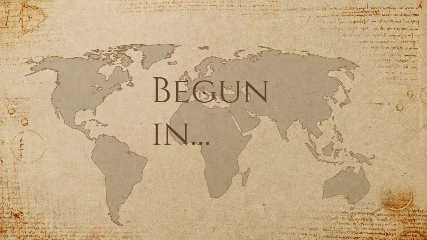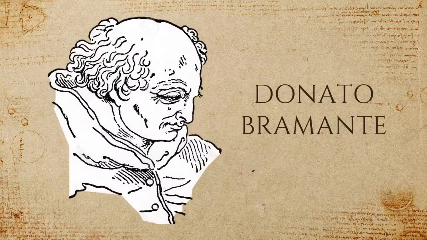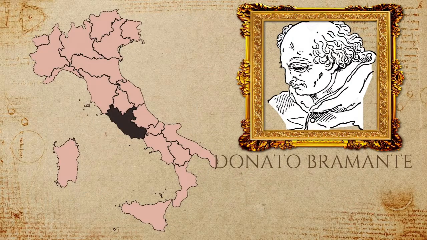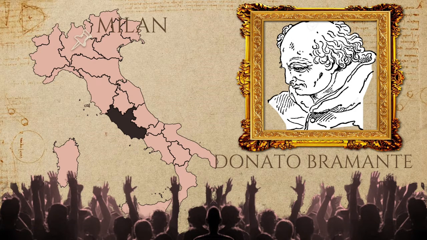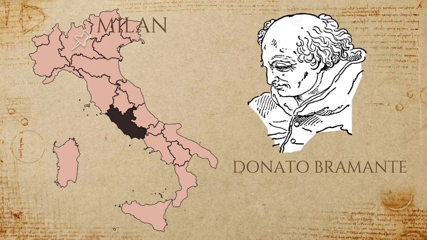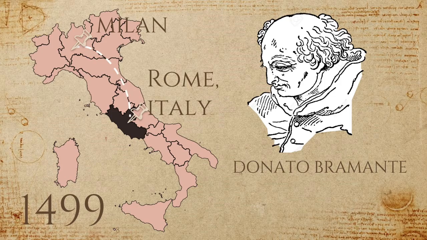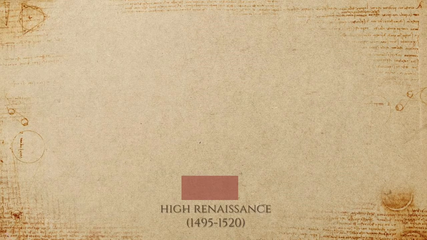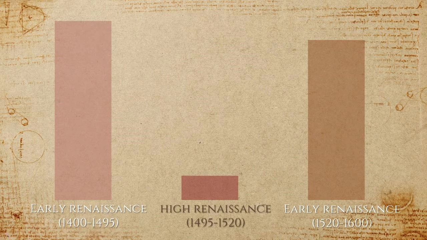High Renaissance style was formed in Rome, Italy, in the lead of Donato Bramante. Donato Bramante had already acquired an architectural reputation in Milan, but on his arrival at Rome in 1499, he became the basis of High Renaissance style. High Renaissance was formed and was the shortest among the styles of Renaissance.